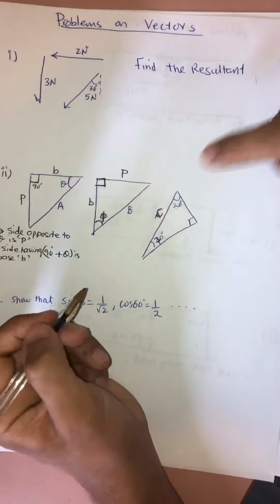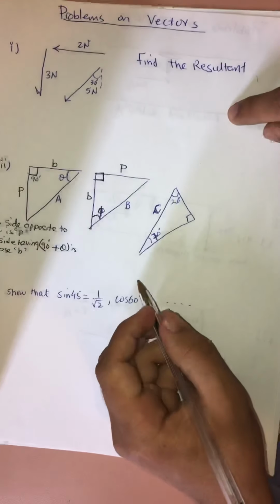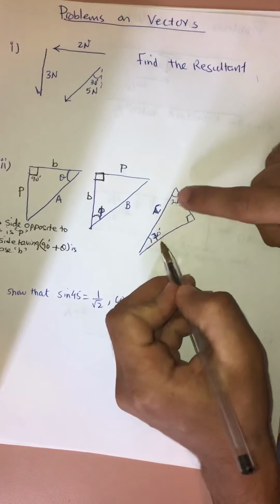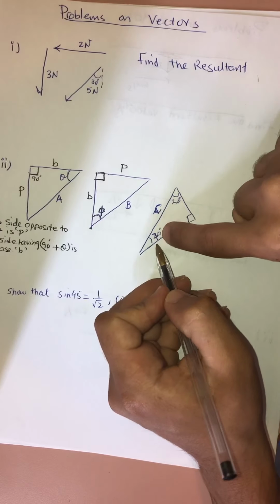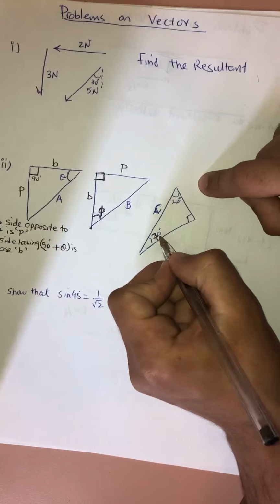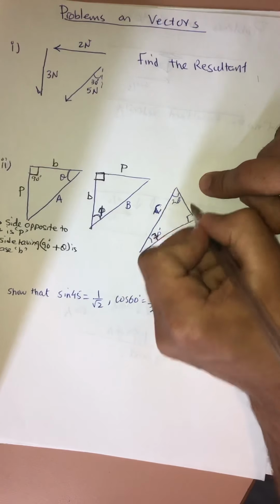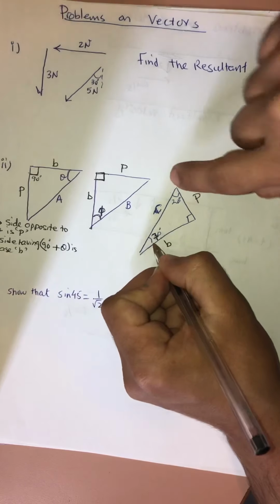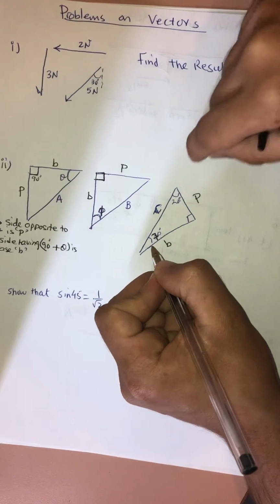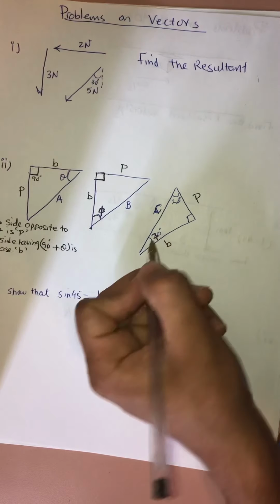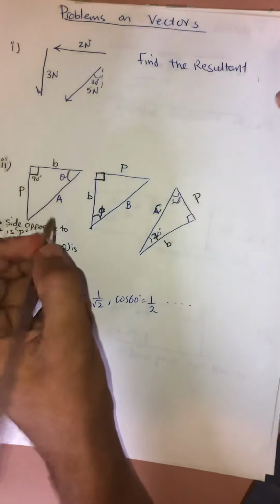For this case it depends on which angle you are considering, this angle or this angle. This is 70 and this is 20. If you consider 70 degrees, that means this is the perpendicular and this is the base. And if you consider 20 degrees, then it will be reversed. But for instance, we take 70 degrees, so this is the base, this is the perpendicular.